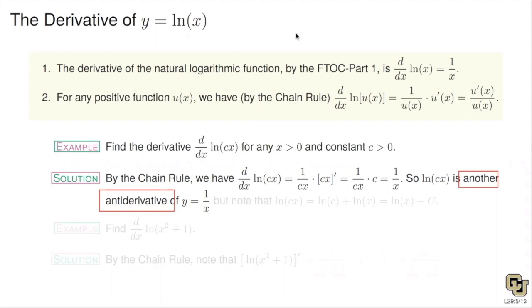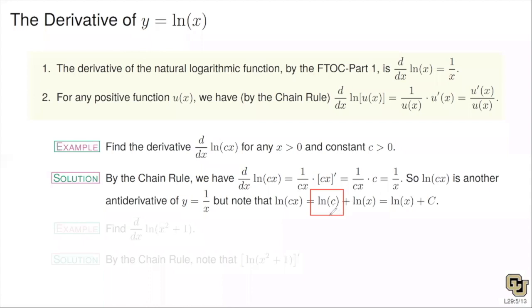But in this case, we can actually use the properties of the log function to get out of this mess. Using properties of the log, we can write ln of c times x as ln of c plus ln of x. And if c is a constant, then ln of c will also be a constant. So this function really just looks like the natural log of x plus some constant. So ln of cx is actually still in the same family of antiderivatives. It's just been written in a different form.